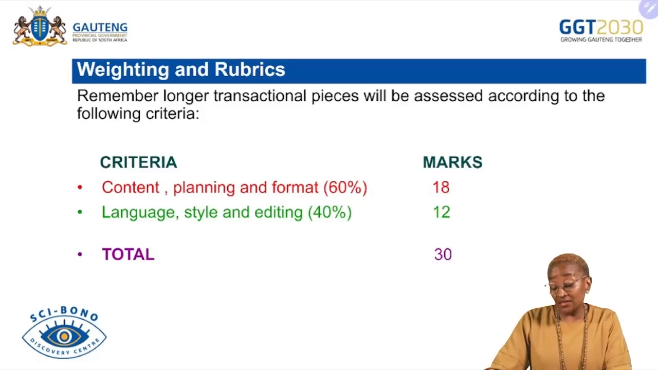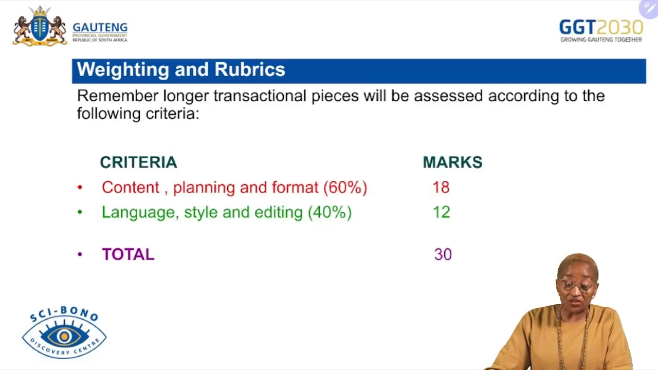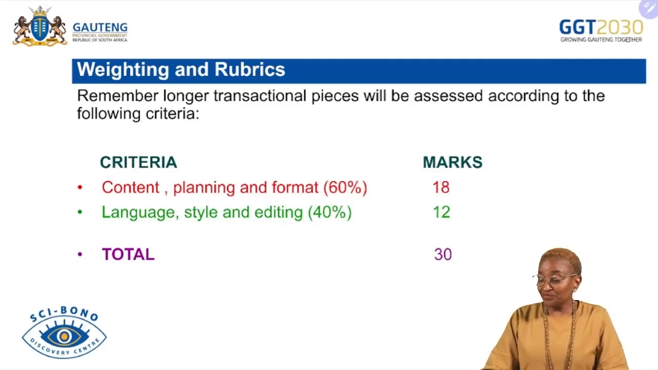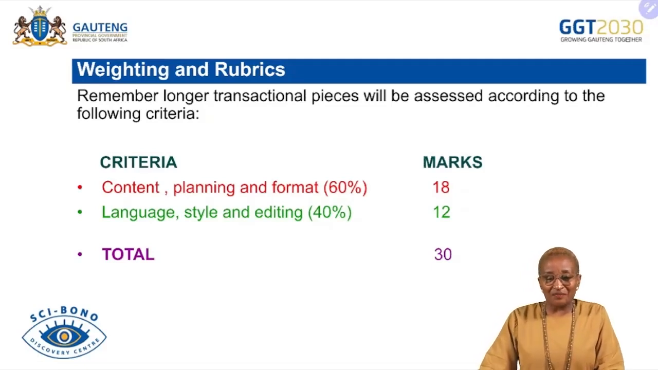Remember the criteria that I've said earlier? The content, planning, as well as format. That gives us 18 marks. The language, the style, and editing out of 12, giving us 40%. And the total thereof is 30. I know that most of you are looking forward to getting 30 out of 30. It's a promise that I made, and it's a promise that I'm going to keep.